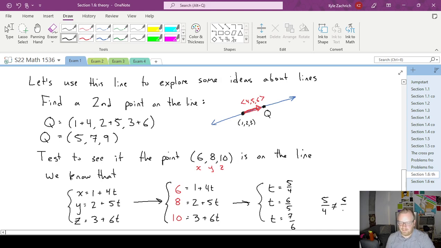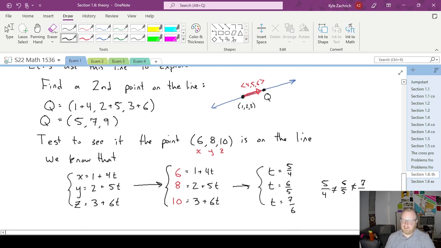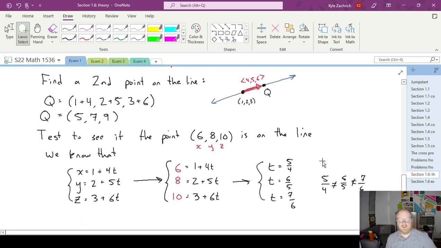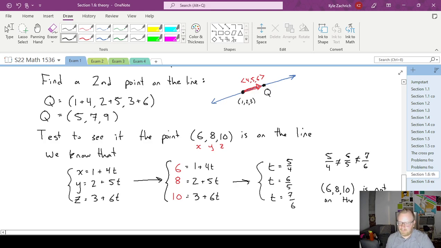If we got the same value each time, that would tell us that we were looking at a point on the line, but here we can conclude that 6, 8, 10 is not on the line. In fact, if any of those numbers didn't match perfectly, that point is not on the line. So we'll say only if all 3 t values match.